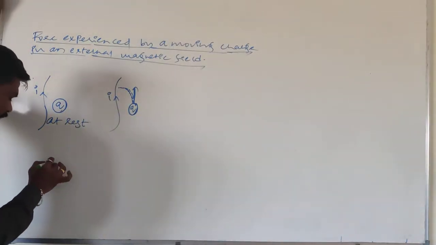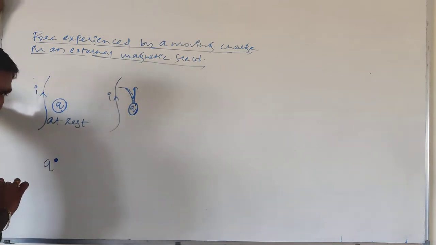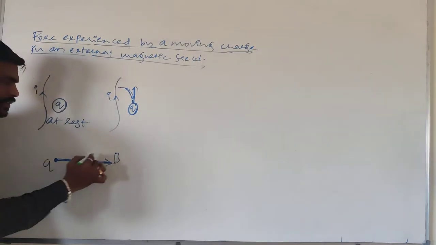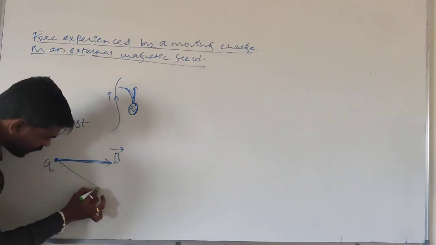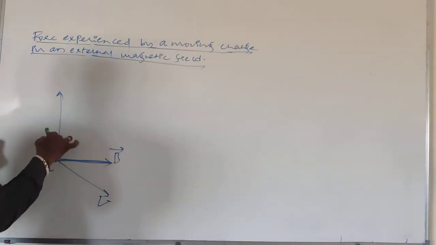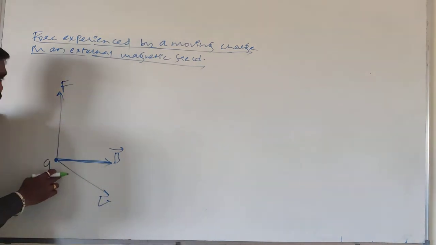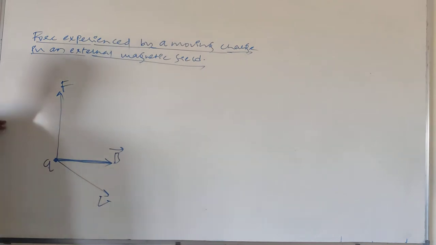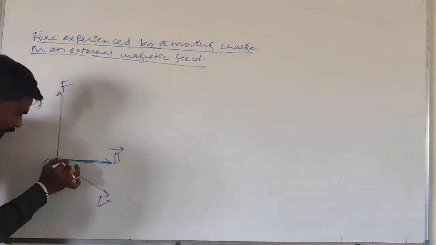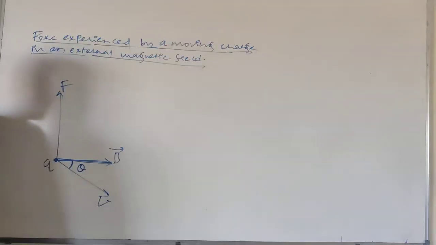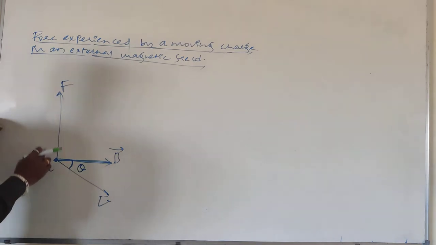See what happens. Suppose this is a charge, and this charge is put in an external magnetic field, and it has a velocity, right? Then there is a force experienced when we put the charge in an external field. Here an angle is created between this magnetic field and this velocity. Very important thing here.